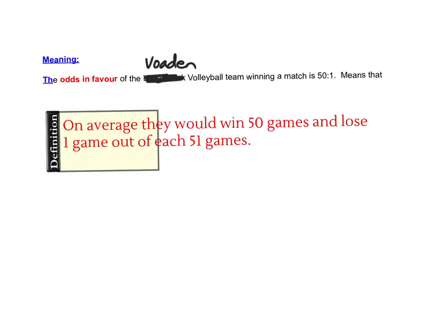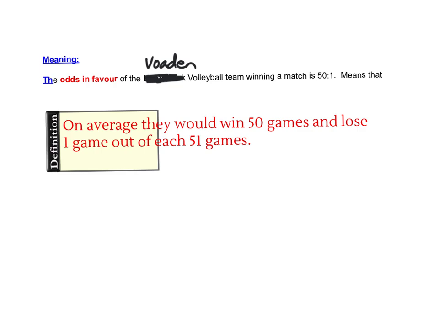So the odds in favor of the Voden, not HP, volleyball team winning a match is 50-1. Think about odds like ratios, right? Because they're set up as a ratio. I like to use my squirrel question. If the ratio of squirrels in my backyard is 4 gray squirrels to 1 red squirrel, how many squirrels does there have to be for that ratio to exist? Well, I have to have 5.